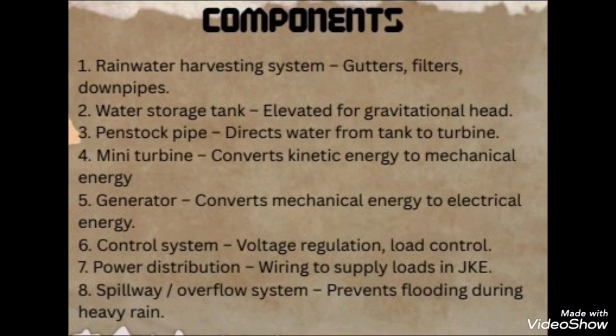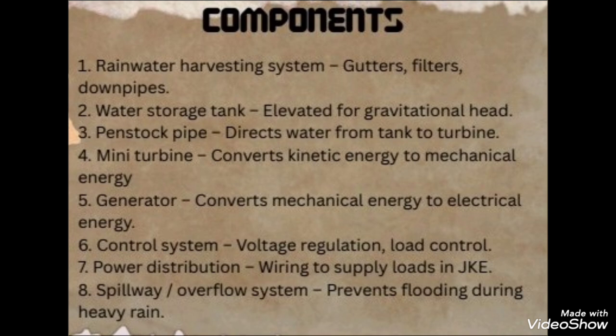As the last part of this video, I would like to talk about the components that we will use in this experiment. First will be the rainwater harvesting system: gutters, filters and downpipes. Second will be the water storage tank, elevated for gravitational head. Third will be the penstock pipe, which will direct water from the tank to the turbine.